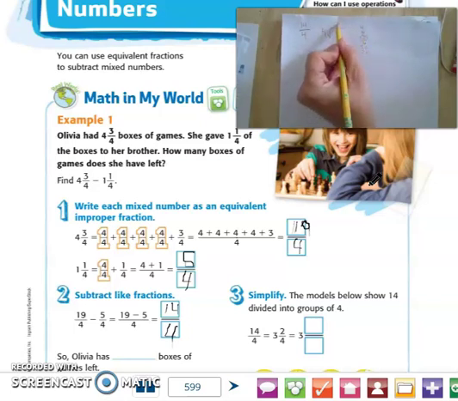That's 1, 2, 3 jumps down. So 4 times 3 is 12. That's the closest we can get without going over. 16 is over. And we get a remainder of 2. So it would be 3 2/4, which, if you remember, 2 being half of 4, is 3 1/2. So that's one way to do it.